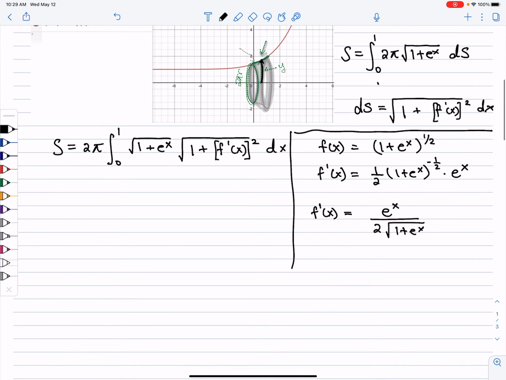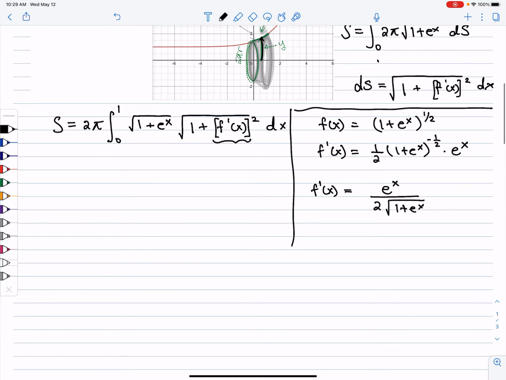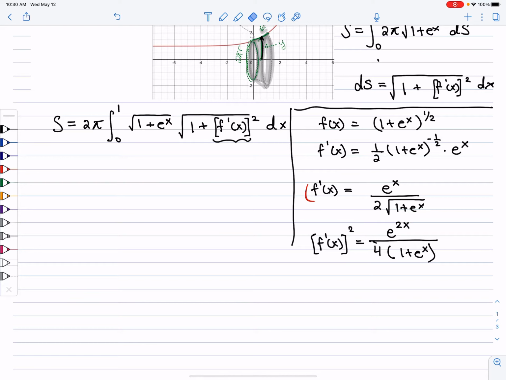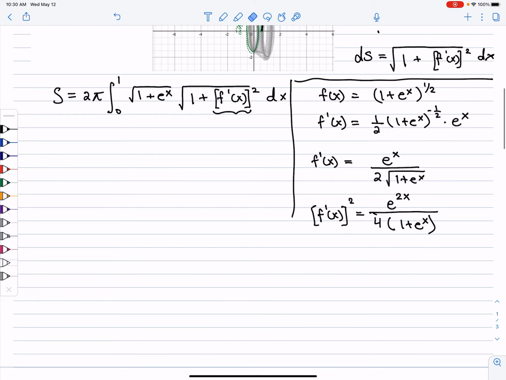And now we're going to square f prime of x because the formula requires it. So f prime of x to the second power is equal to, I'm going to show the work up here. We're going to square both sides. So this is going to be equal to e to the 2x over 4 times 1 plus e to the x. We're squaring the numerator and we're squaring the denominator.